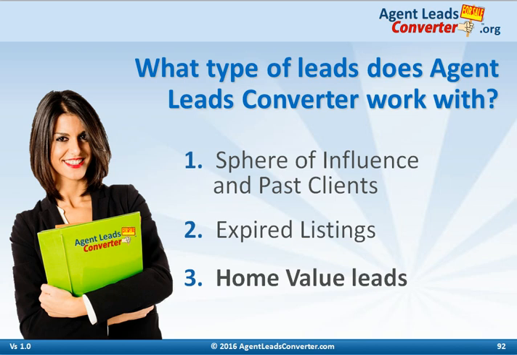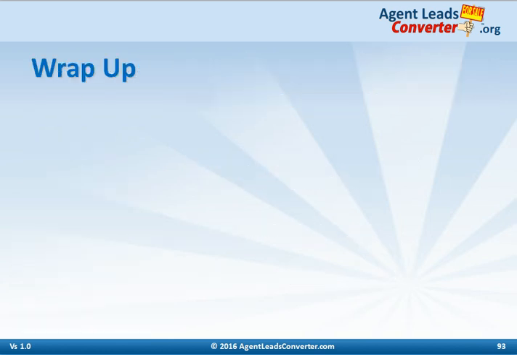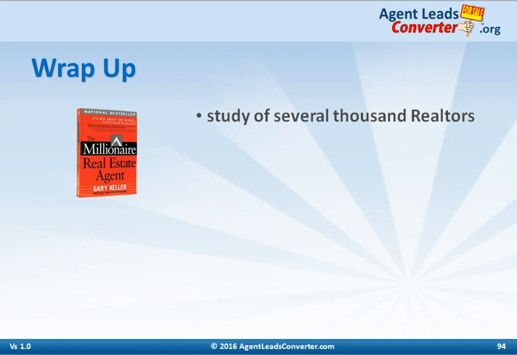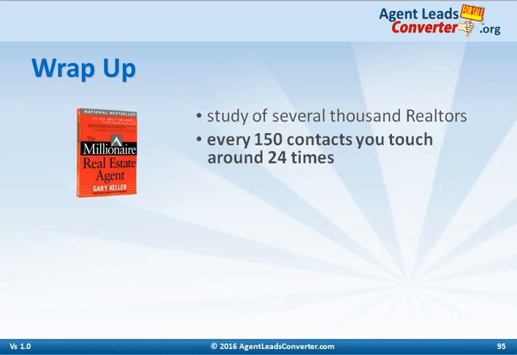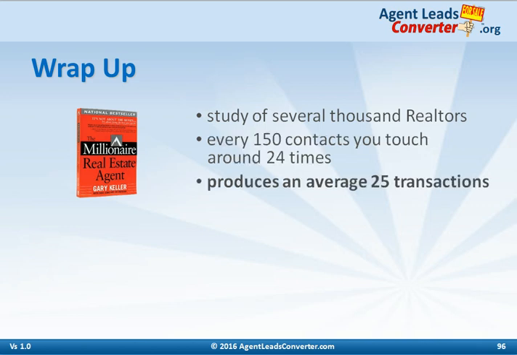So if you want those listings, all you got to do is constantly stay in touch. And Agent Leads Converter finally makes it easy to do. So let's wrap this thing up. Based on the study of thousands of realtors, for every 150 contacts you touch around 24 times produces an average of 25 transactions. That's a fact.